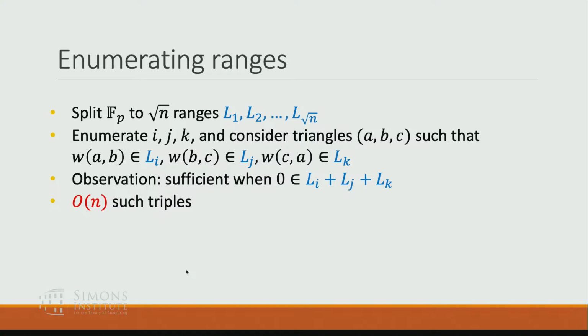To see this, the sum set of L_i and L_j, because L_i and L_j themselves are two ranges, will also be a range, but of probably slightly larger size. And in order for 0 to be included in L_i plus L_j plus L_k, negative L_k needs to intersect with L_i plus L_j. But now L_i plus L_j is a range of similar size, and we split the whole finite field into square root n ranges. There will only be O(1) such ranges L_k so that negative L_k intersects with L_i plus L_j.